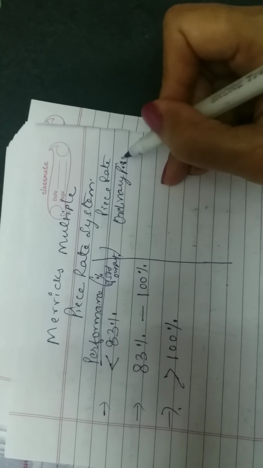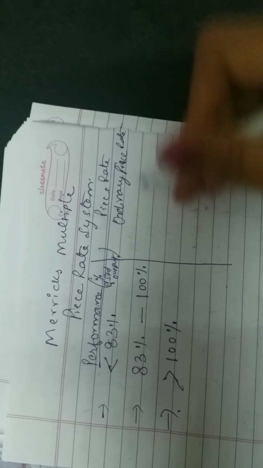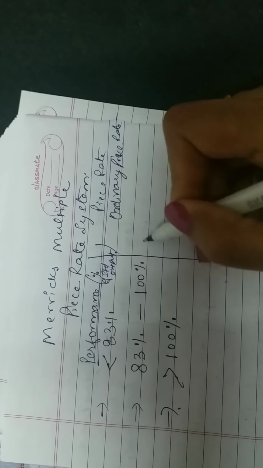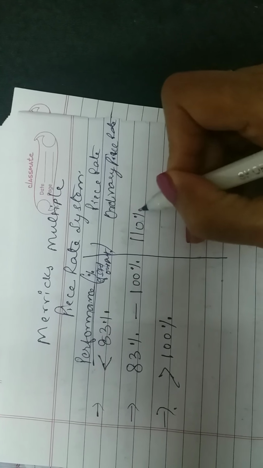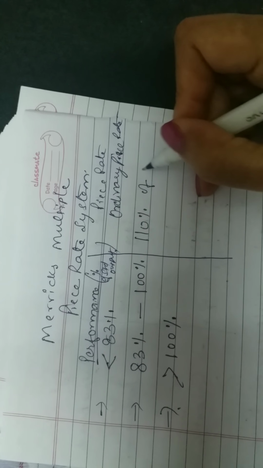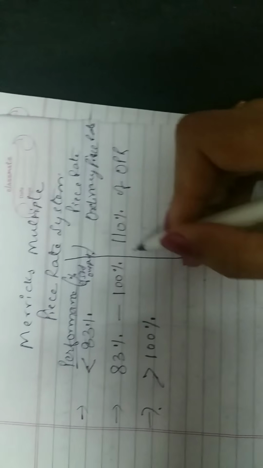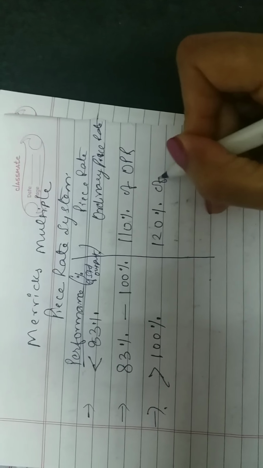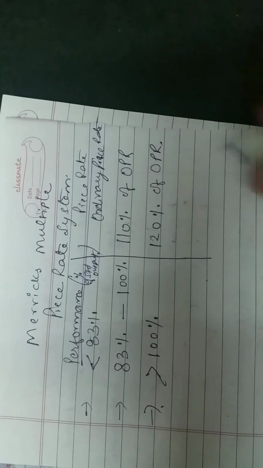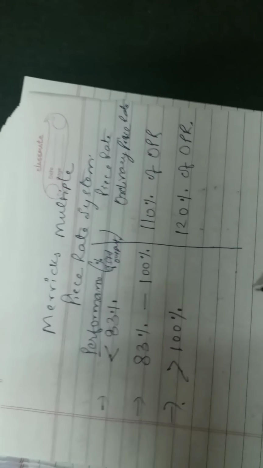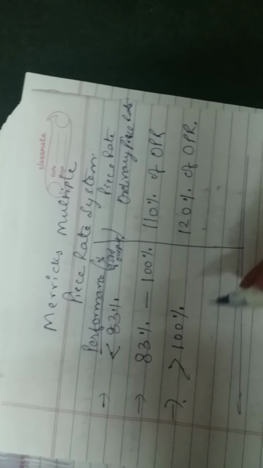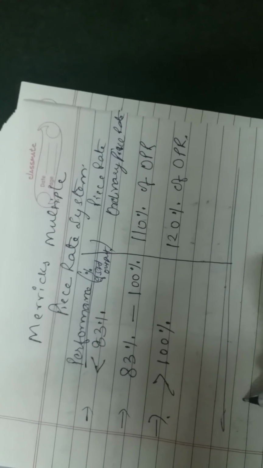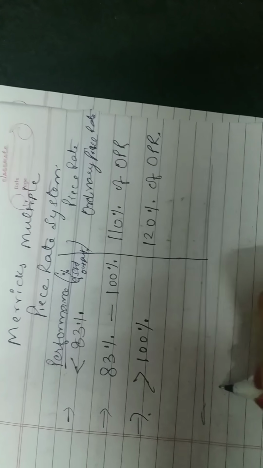Ordinary piece rate. Here he is being given 110% of ordinary piece rate. Here he is getting 120% of ordinary piece rate. Let me explain how to calculate the performance percentage.